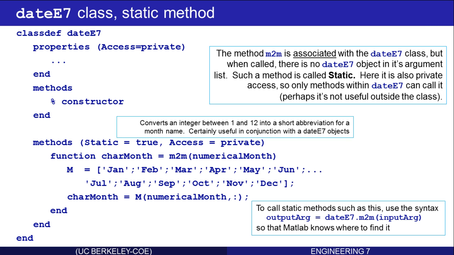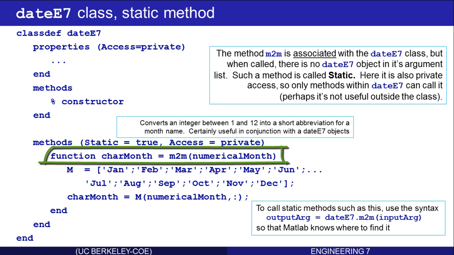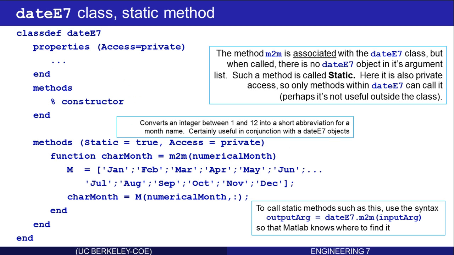Now, to call static methods such as this, a different syntax needs to be used. Notice that the method name M2M with its input argument is listed on the right-hand side, but there's also a date E7 and a period. This is because it's in the date E7 class, but the input argument is not a date E7 object. If there wasn't that prefix of date E7, Matlab would not know where to find this M2M method. All static methods are called in this way: class name, dot, method name, and then the input argument list.